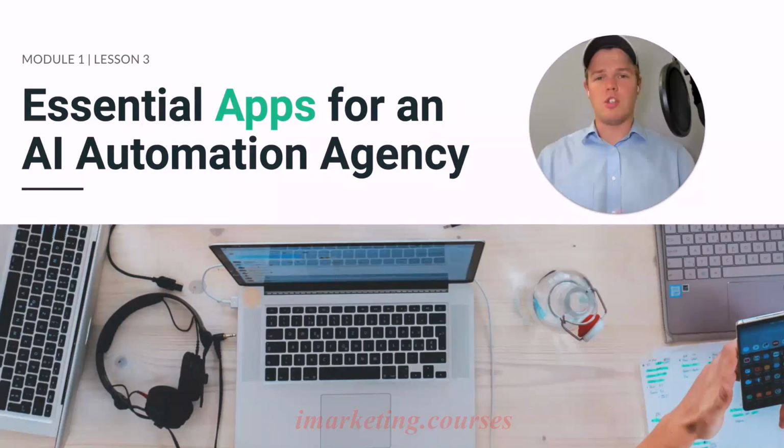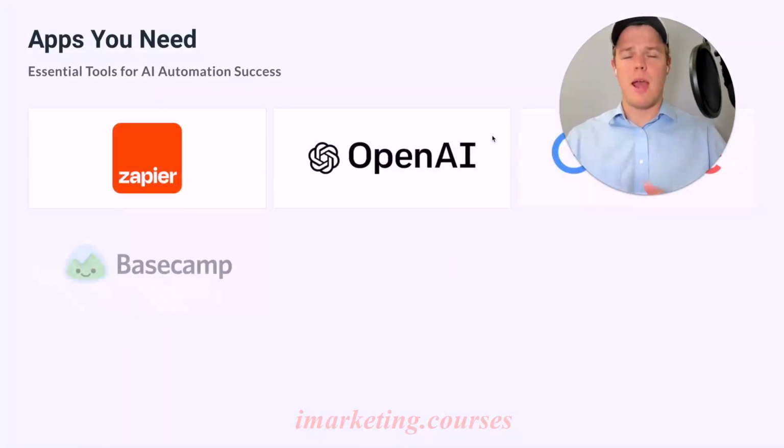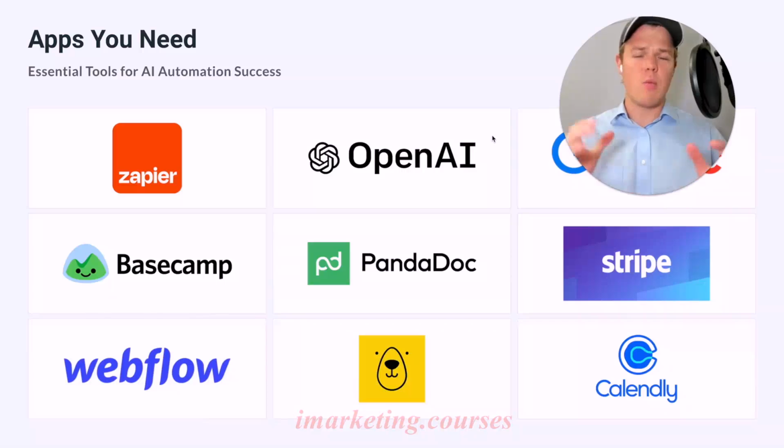Let's jump into lesson 3 of this course where we're going to be going over essential pieces of apps and software you need to have within your AI automation agency in order to ensure a successful operation. We went ahead and chose our top 9 apps here at WebCafe AI that we think are fundamental blocks for your AI automation agency. Let's go ahead and give a brief overview of every single one and why we think it's fundamental.